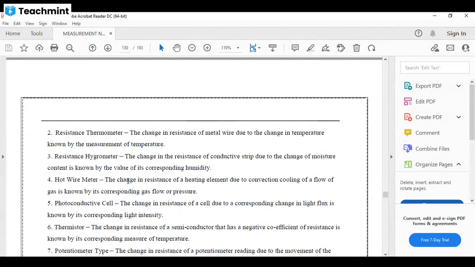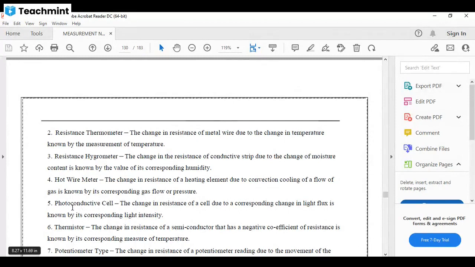Next, number 4 is the hot wire meter. In the hot wire meter, the change in resistance of the heating element due to the cooling by the flow of gas is known by its corresponding gas flow or pressure. So using a hot wire instrument we can measure the gas flow or pressure of a gas. The principle depends on the change in resistance of the heating element, and this change happens due to the cooling by the flow of gas.